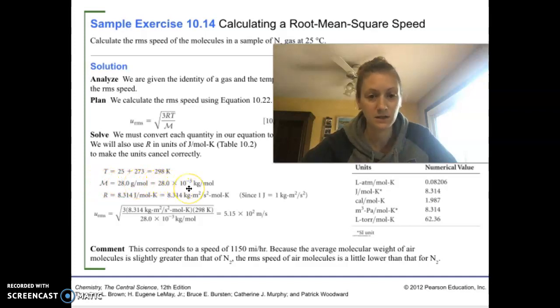And then they convert it into kilograms for a very specific reason. So taking our 28 grams per mole is going to be the same thing as 28 times 10 to the negative third kilograms per mole. The reason why they convert it into kilograms per mole is because we need to get rid of the joules, and we know that 1 joule is the same as 1 kilogram meter squared per second squared. So these kilograms then had to cancel out, which is why we needed kilograms up here for our molar mass.